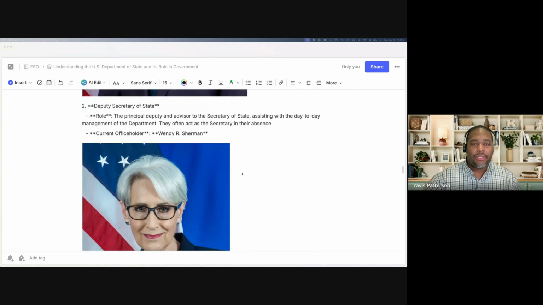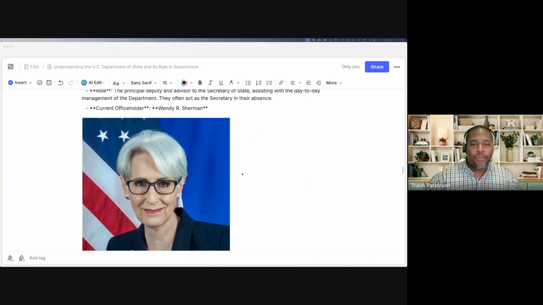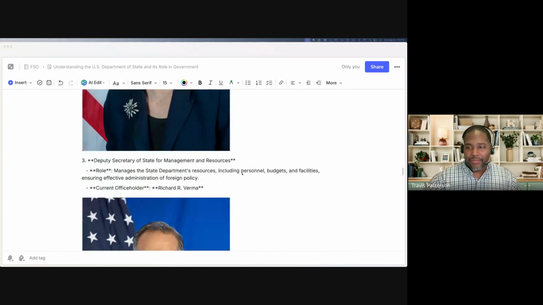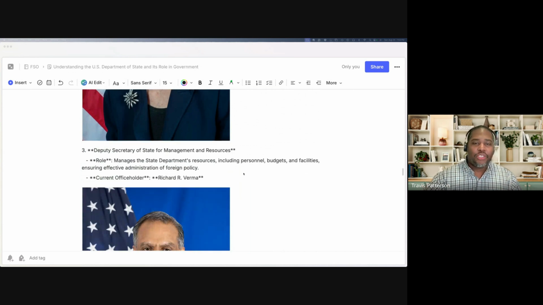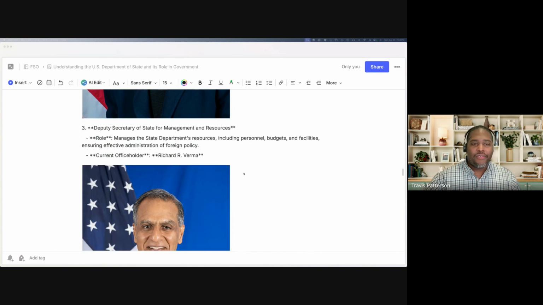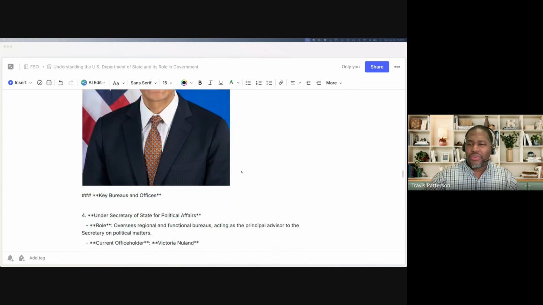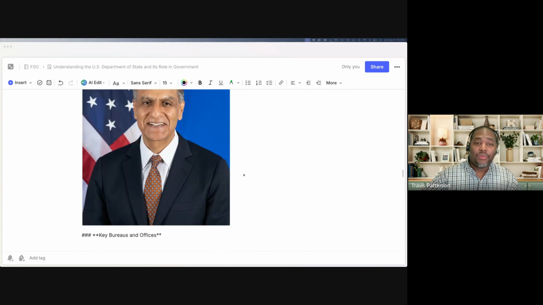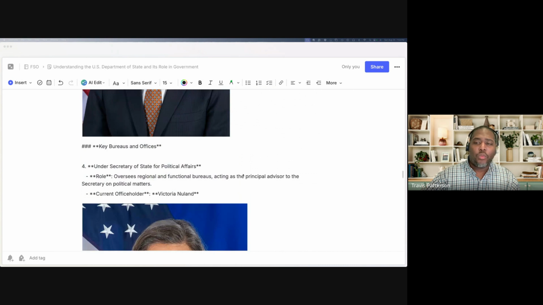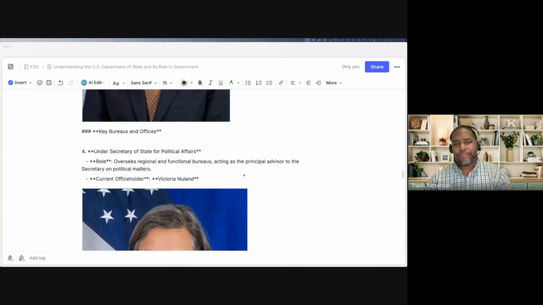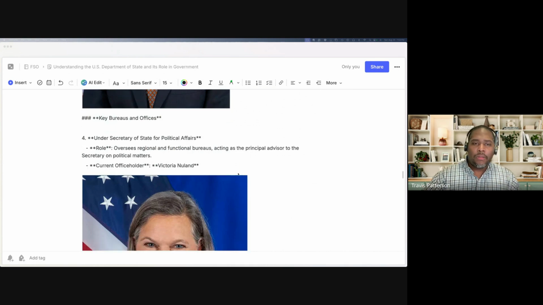Deputy Secretary of State, Wendy Sherman. It's not like I'm doing a graduation, right? Deputy Secretary of State of Management and Resources, Richard Verma. I actually just connected with him on LinkedIn. Amazing. It's good that you can have that level of access to someone, right? I mean, he hasn't responded to me, but I've connected with him. So I would love to learn a little bit more about his journey, which he does share on his page.